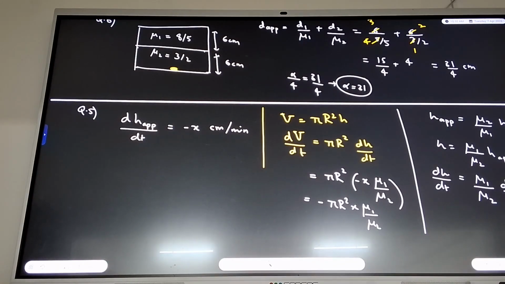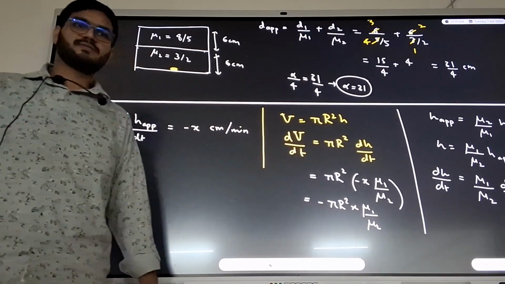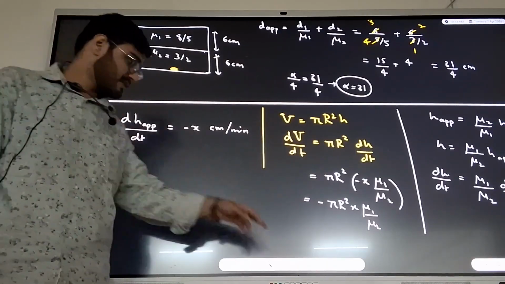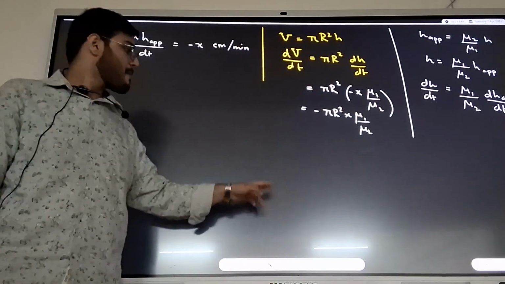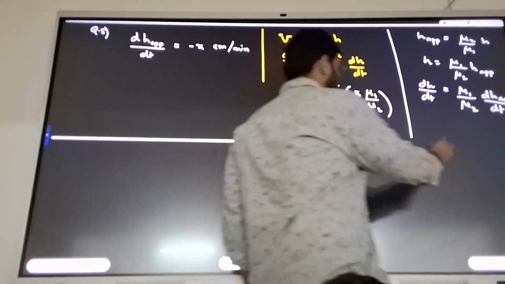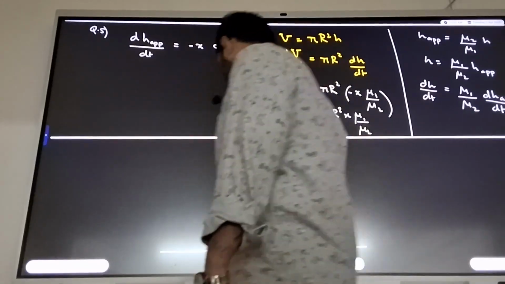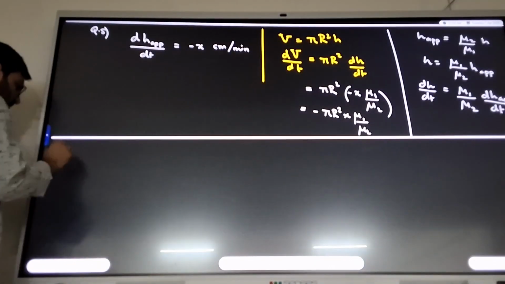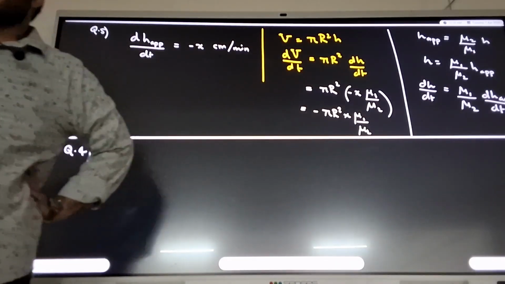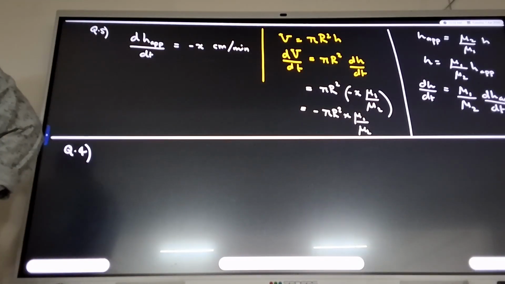Anyways, did you understand question number 5? Up until now, all the questions were fairly easy, but this question number 4, this is very interesting. Attempt this. This is a good question. Attempt question number 4 if you are done with this. Let me give you 4 minutes to think, and then I will start.